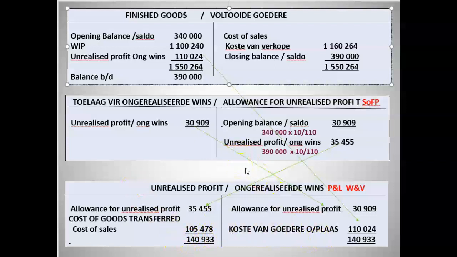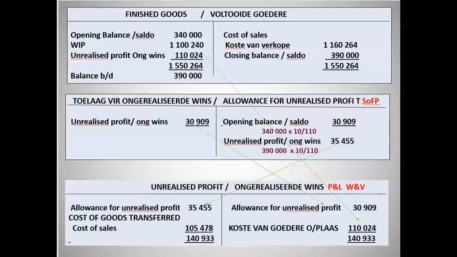So what is my total cost of sales for the year? 1160,264 less 105,478. And that is what you're going to show in your statement of profit or loss as cost of sales. Sales is going to be determined as always. So sales less cost of sales is going to be gross profit. And from there on further, you're back to normal again.